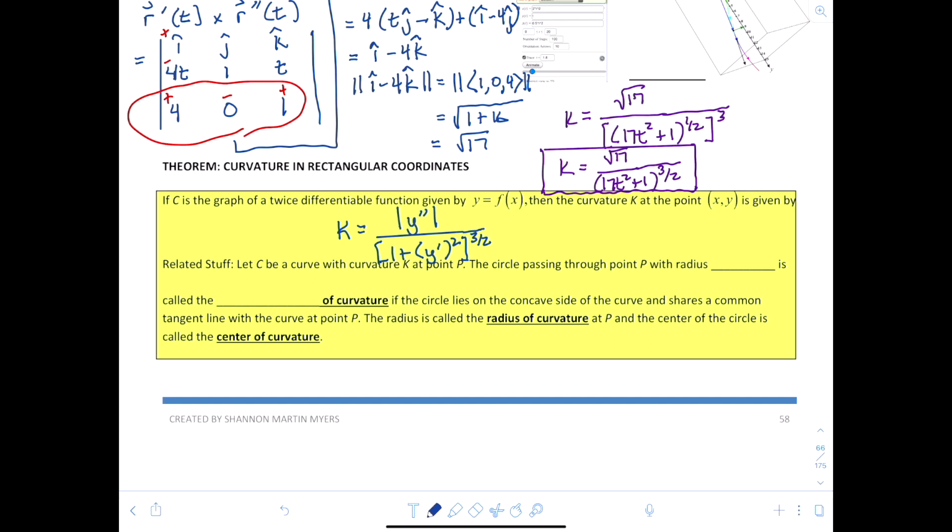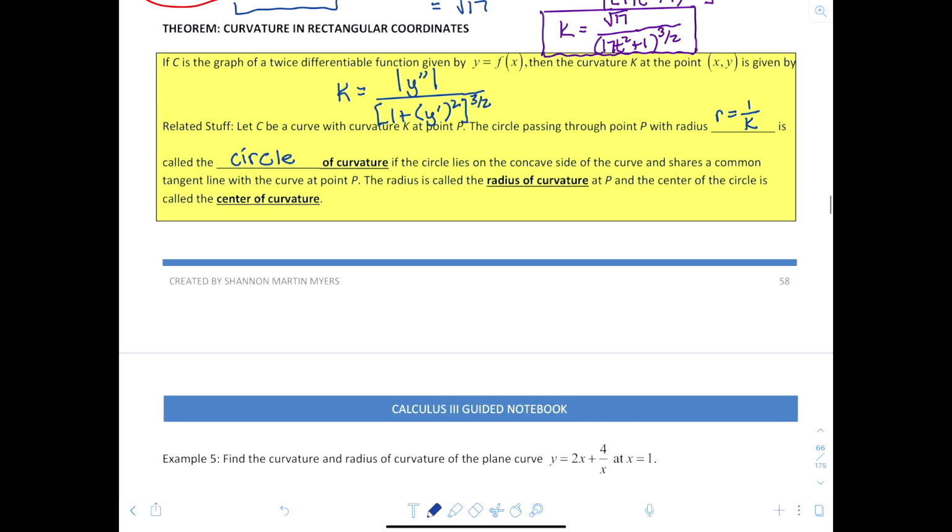Here's some related stuff. Let C be a curve with curvature k at point P. So it turns out the circle passing through the point P with radius r equals 1 over k is called the circle of curvature if the circle lies on the concave side of the curve and shares a common tangent line with the curve at point P. The radius is called the radius of curvature at P, and the center of the circle is called the center of curvature. All right?